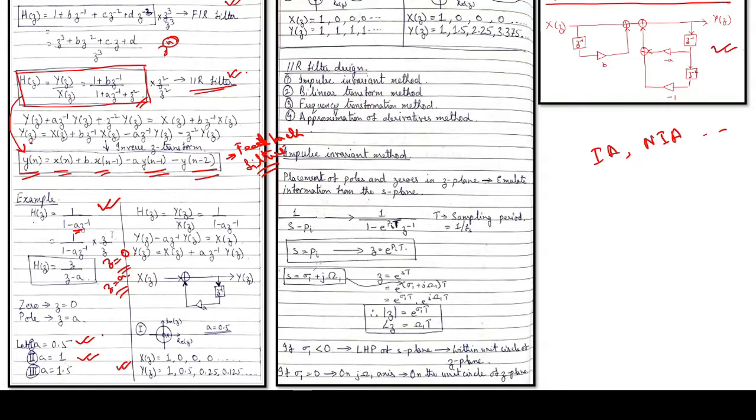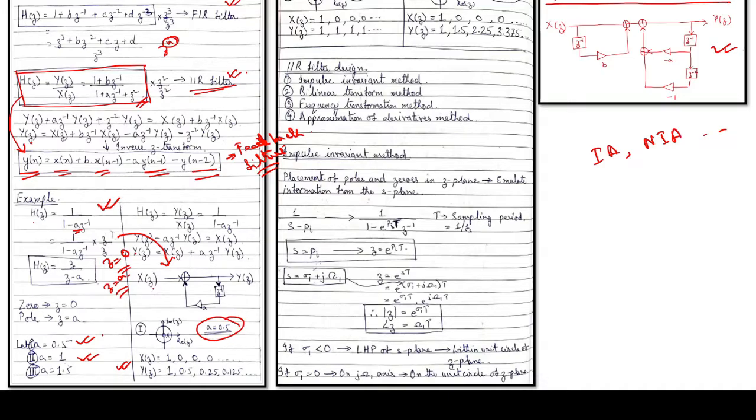Now if I realize the filter, or draw the signal flow graph, it would be something like this, and our pole-zero plot would be something like this when a is equal to 0.5. I have told you how to find the h(n) values from the realization of the filter.